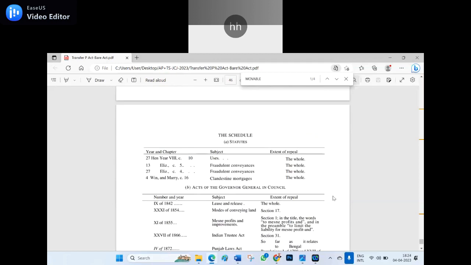And supplementary question. Which section is the first time the main section is added to the main section? Supplementary question. Sir, your voice is breaking. Repeat the question once. In the amendments, first time, in which section, main section, is the amendment added?